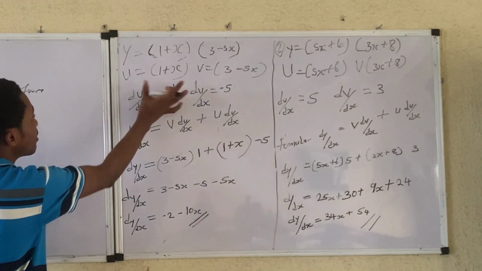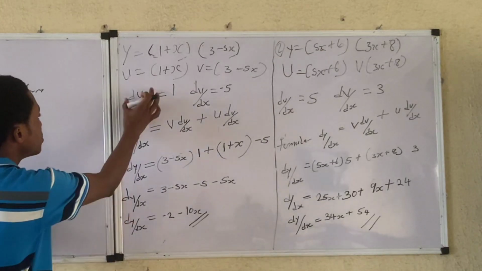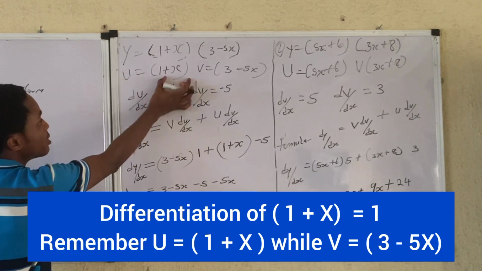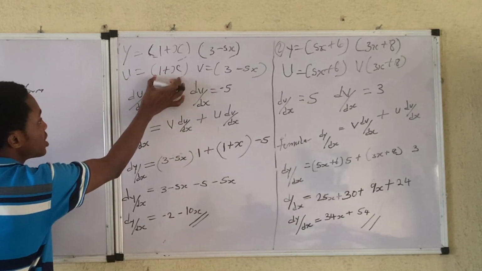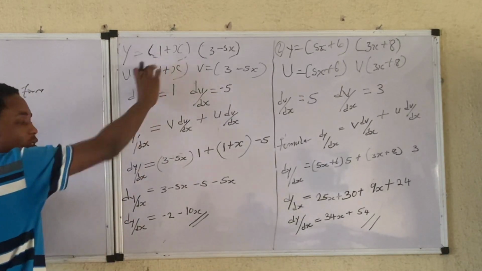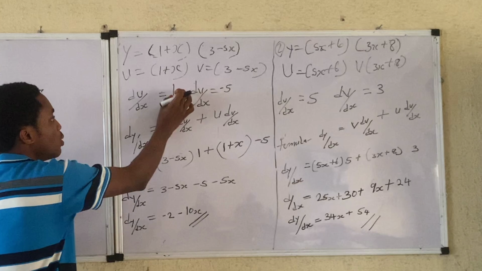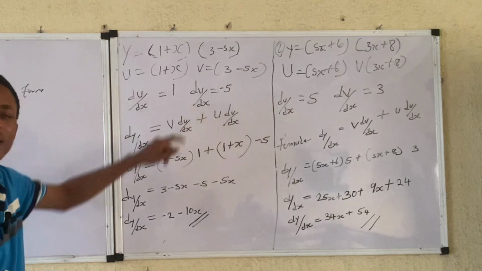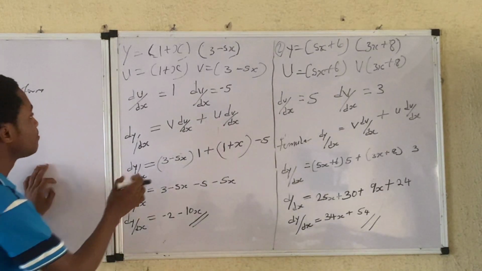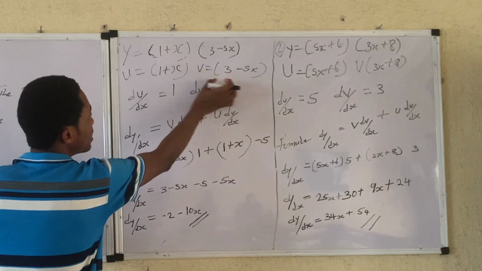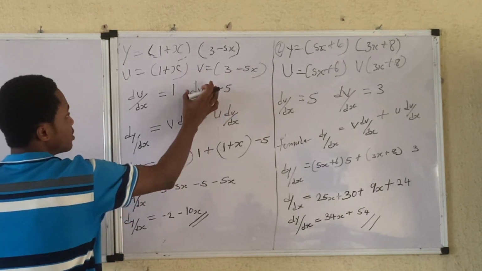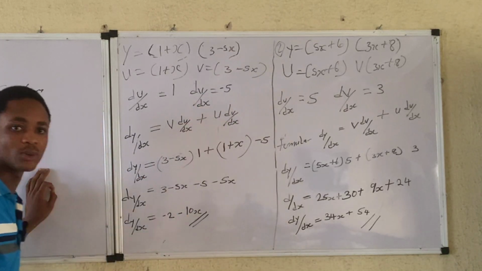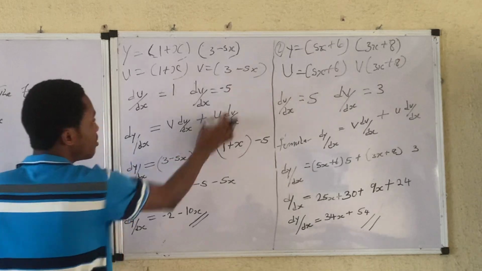Now, looking for the differential form of u, du/dx: differentiation of u with respect to x. Differentiating this bracket, we have 1. Remember, our constant is always 0. Differentiating x gives you 1. If you watched our previous video, you will see how we differentiate x to get this. Now, dv/dx: differentiation of v with respect to x equals minus 5. 3 is a constant, which is 0. Differentiating minus 5x will give you minus 5.